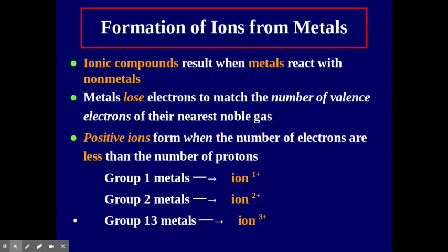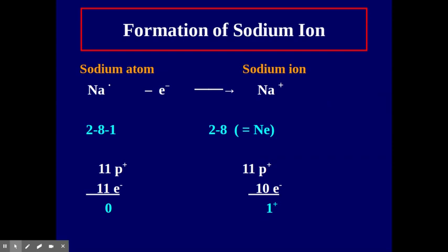So group 1 metals tend to make +1 ions because they lose 1. Group 2 metals tend to lose 2 and make +2 ions. Group 13, that's over at the boron, aluminum, those over there, they tend to lose 3 and make a +3. You might want to write that on your periodic table. We'll get to it in a minute.